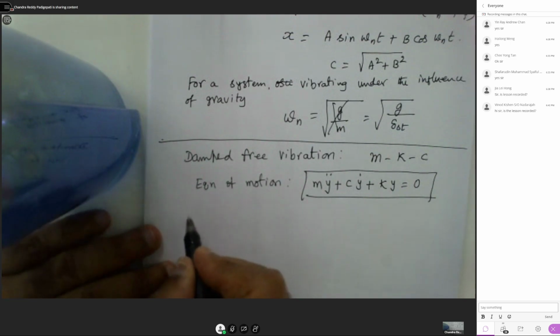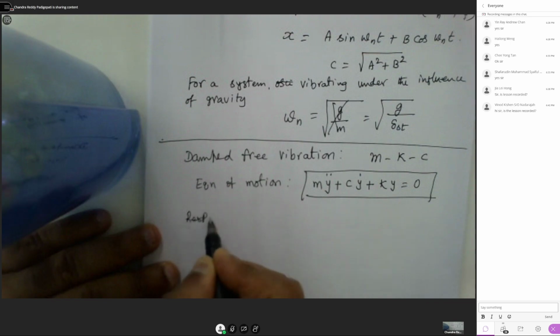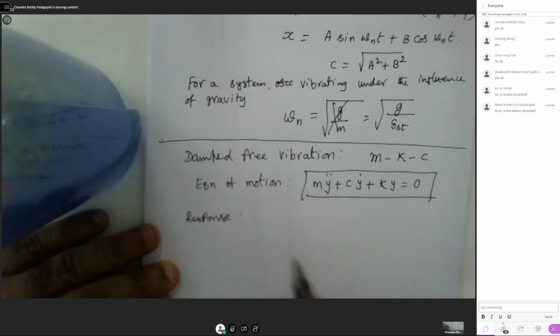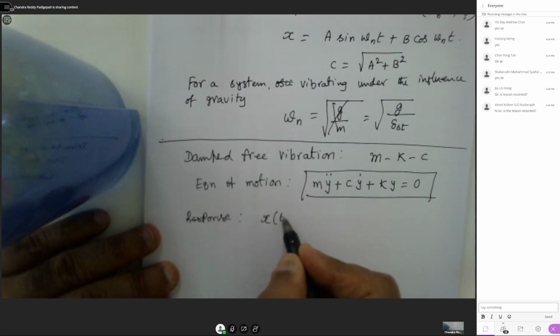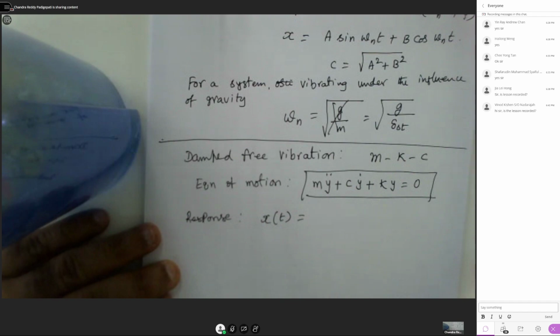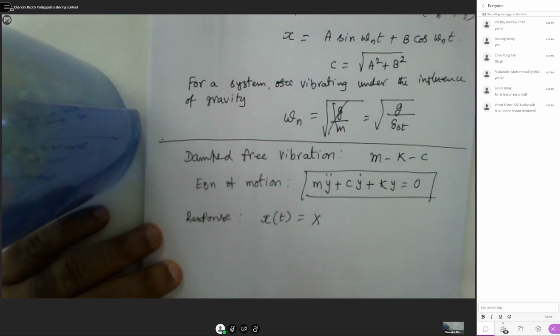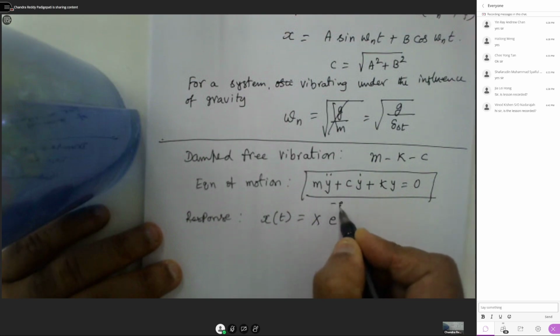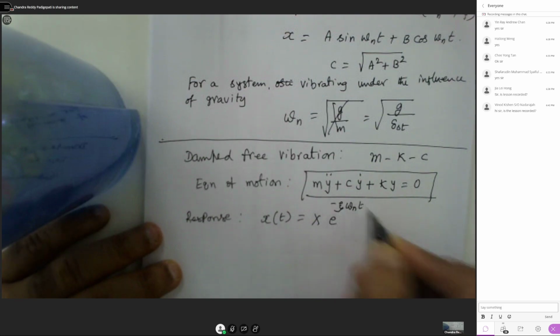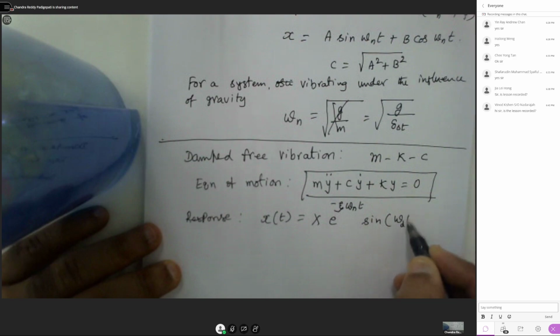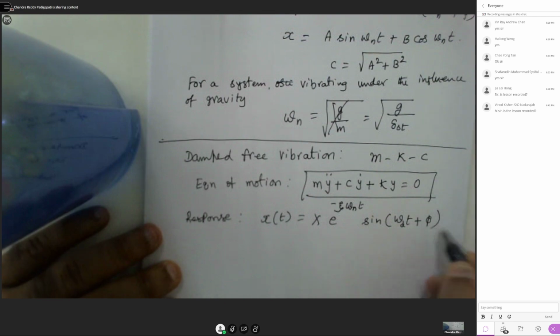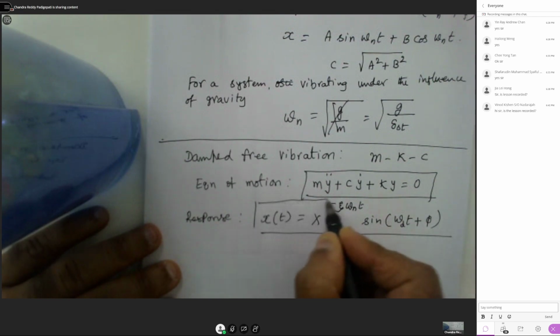Okay, so for this, the general solution or the response of the system, we can write in different ways. We can write the displacement x as a function of time t, with the maximum amplitude x, then exponential power minus eta omega n t into sine omega d t plus phi, where omega d is the damped natural frequency. So we can write the response like this.